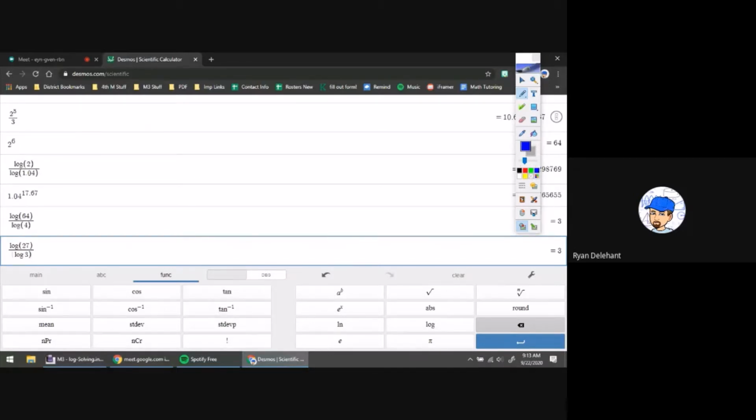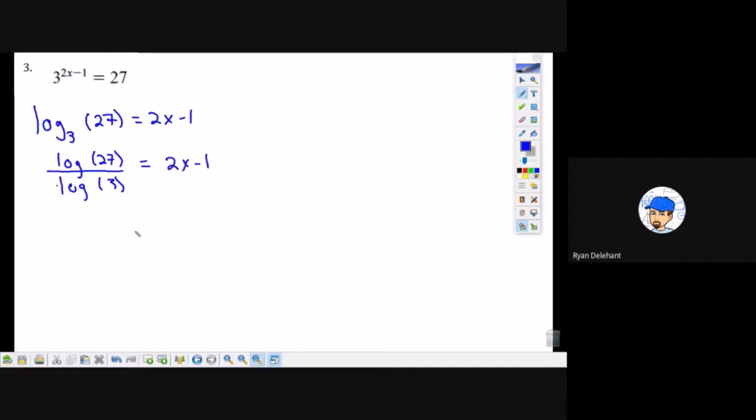And I see log 27 divided by the log of 3 is 3. So now I have an exact answer. I'm going to write that in. So that means this is 3. Can we solve for x now? Easily. We could add the 1. So 3 plus 1 is 4. Then we could divide this, and we'd end up with 2.